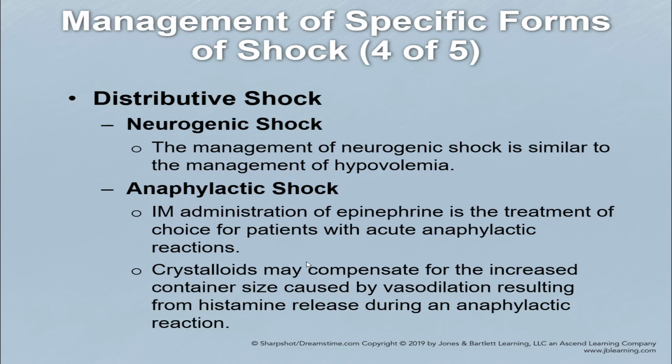Again, monitoring them just like you would any other patient you're pouring fluid to. But do not be afraid to put vasopressors on a neurogenic shock patient. Now, one of the signs of neurogenic shock is low BP with, as your book calls it, bradycardia.